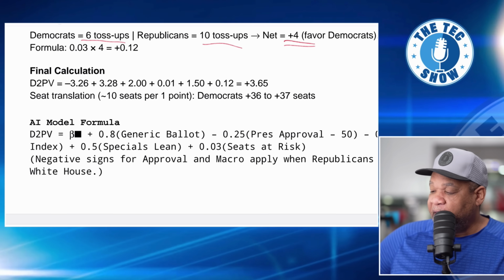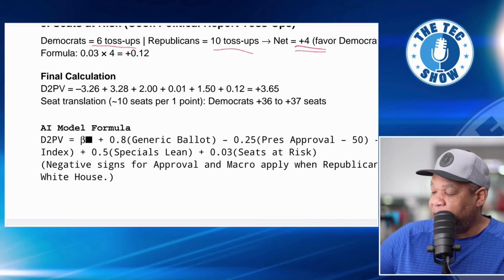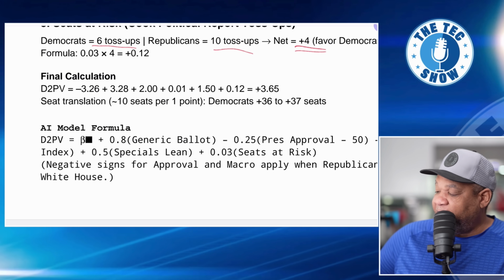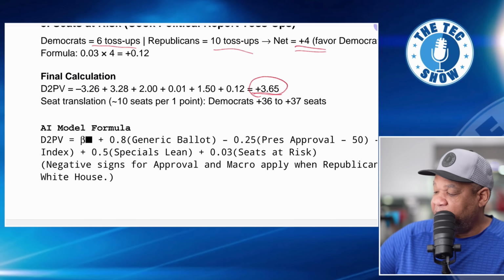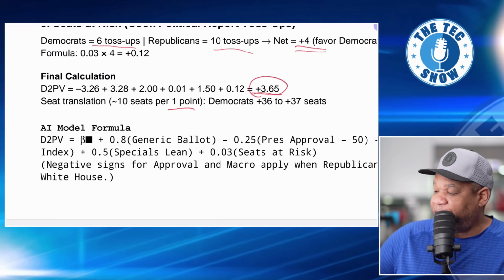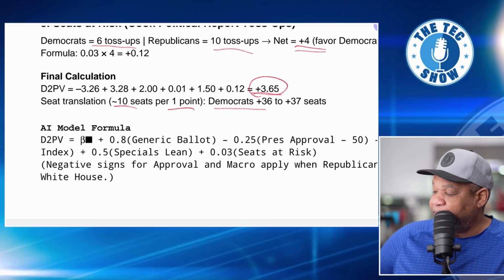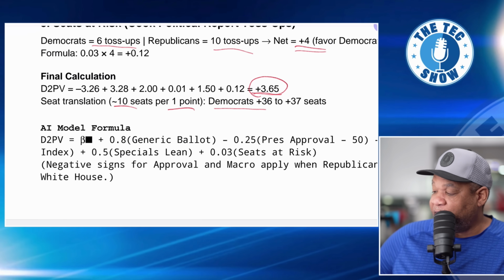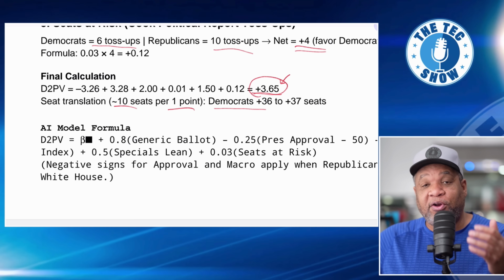Okay, so let's move down here and we're going to take a look at the formula and I'll show you the seat gains here for Democrats. So this is the final number here, okay? Plus 3.65. Now the translation is for every 1 point, that's 10 seats. So Democrats right now, plus 36 to 37 seats. Now what they're doing is they're just rounding that up, that 5. And so Democrats could gain 36 or 37 seats.